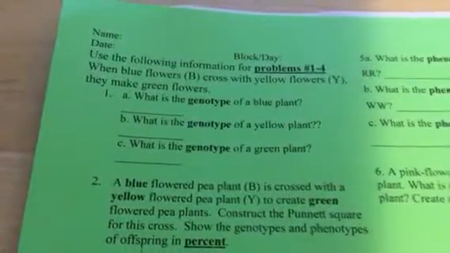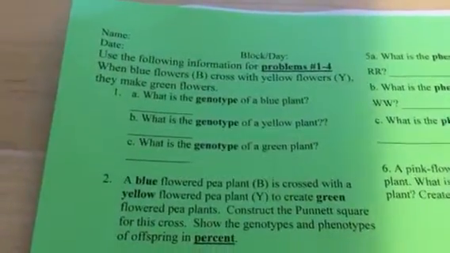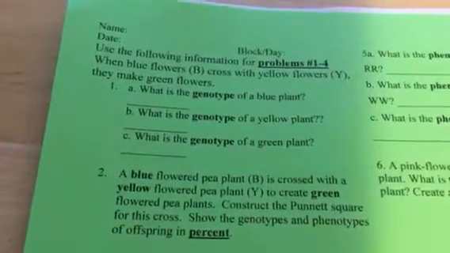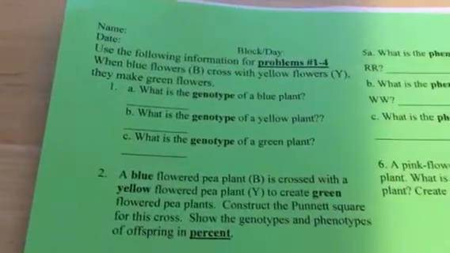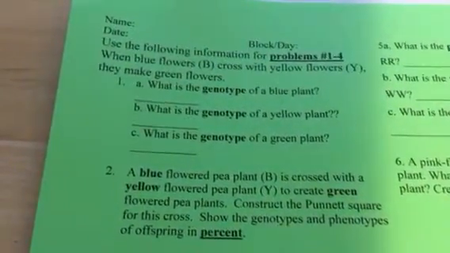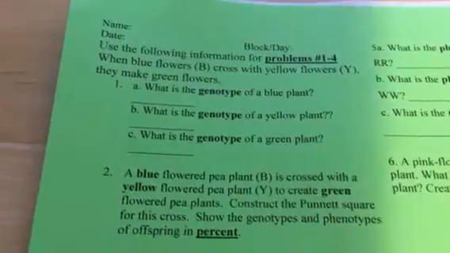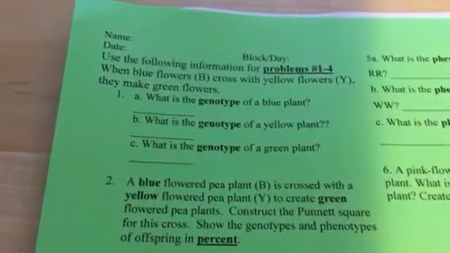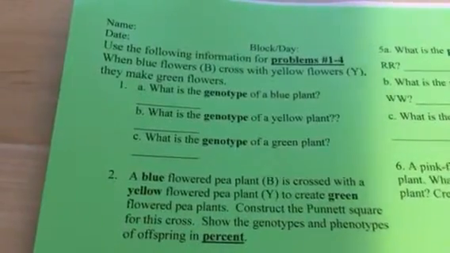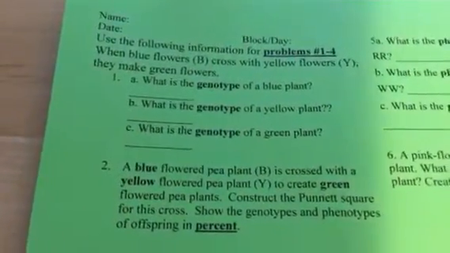Hi everyone, good morning. So yesterday you took notes on incomplete dominance, and one of the important parts about solving an incomplete dominance Punnett square is that we're going to see a third genotype that is a blend, a mixture of the parents.